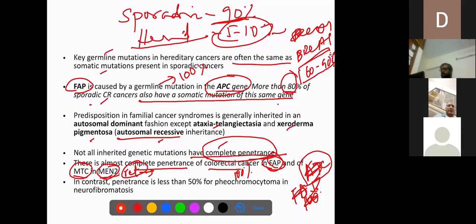That's why in a RET mutation, MEN2A and MEN2B syndrome, you have to make the patient undergo a prophylactic thyroidectomy. In contrast, here I told you it's almost complete penetrance.